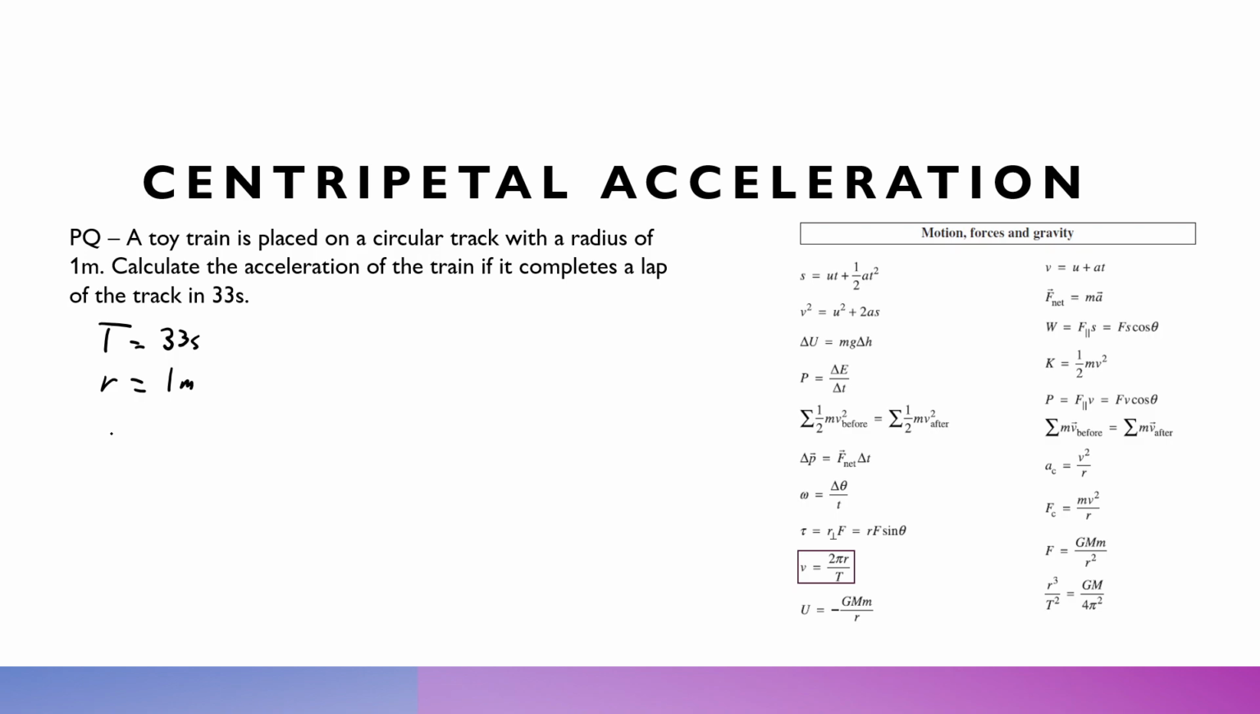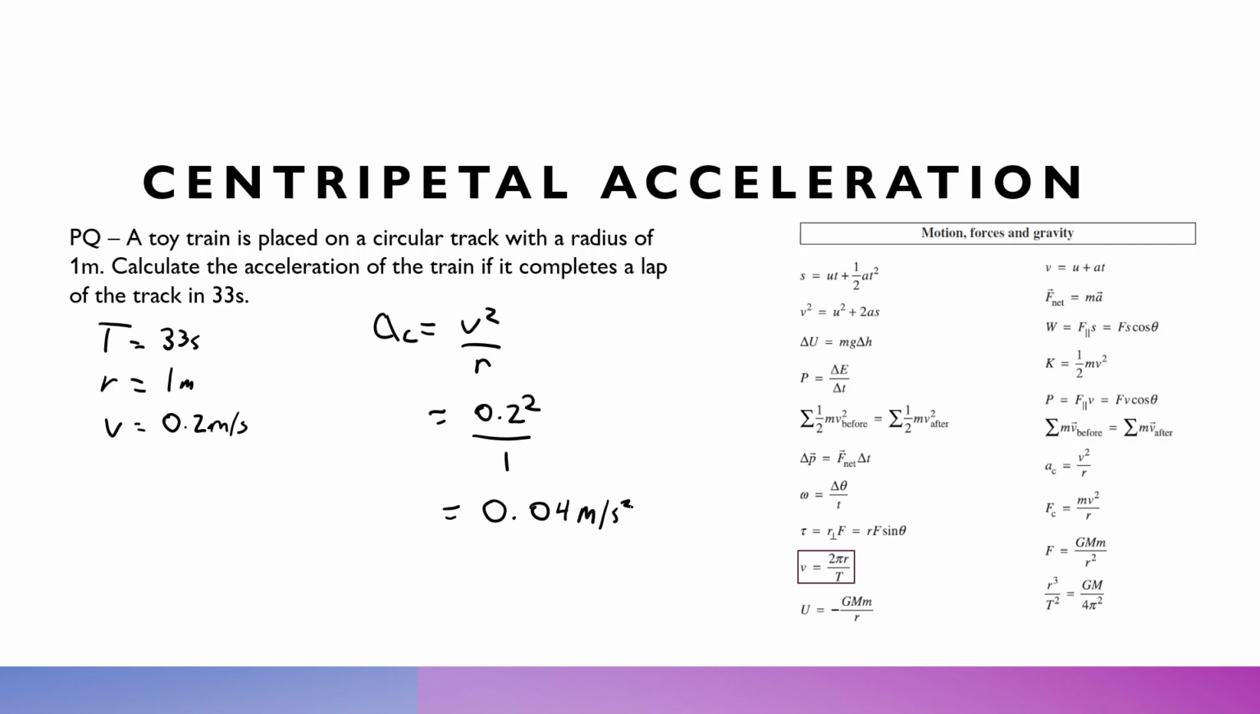And based on our previous calculation, we also know that the velocity of the train is approximately 0.2 meters per second. With this information, we can calculate centripetal acceleration, which is equal to v squared on r. So the direction here doesn't matter so much. We're just concerned about the magnitude of the velocity and the magnitude of the radius, as this is going to give us the magnitude of acceleration. So we'll substitute into our equation: 0.2 squared on 1.